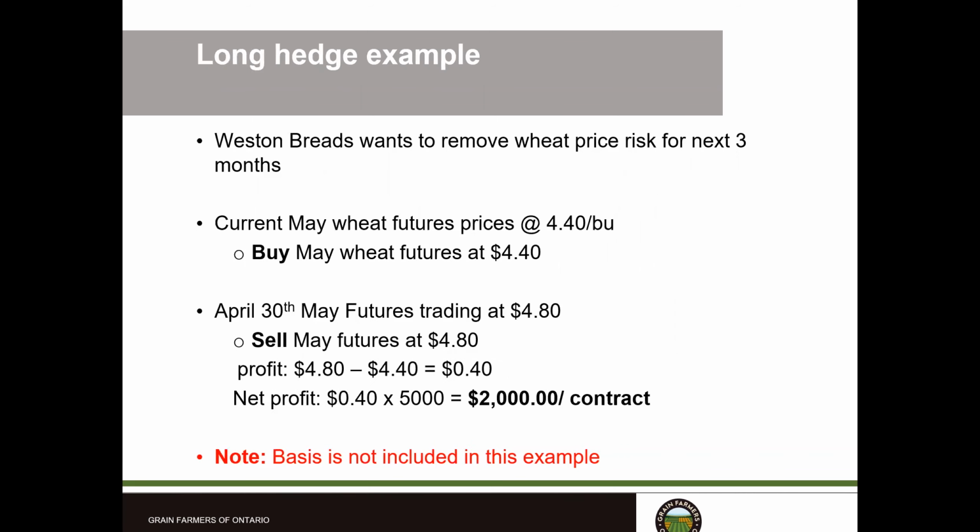The long hedge is just the opposite. So somebody like a Weston Brand, I don't know if they even exist, I think I put that name in there, wants to remove the risk from the wheat price for the next 3 months. So the current May wheat futures are at $4.40 a bushel. So they buy May futures at $4.40. Come April 30th, the futures are trading at $4.80. So they sell their futures contracts at $4.80, but they bought at $4.40, which means they have a 40-cent per bushel US profit per contract, or a net profit of $2,000 US for every contract they purchased.